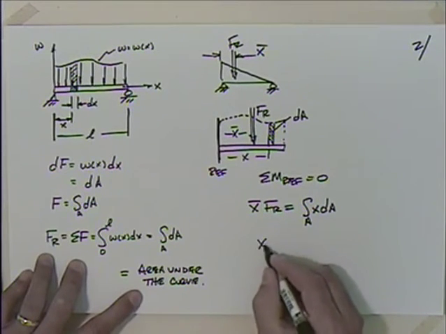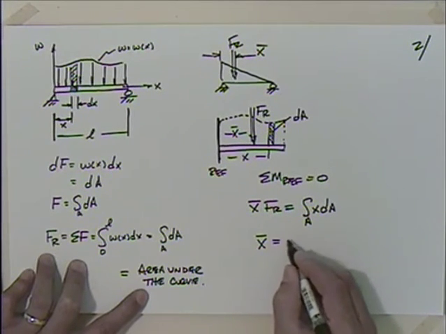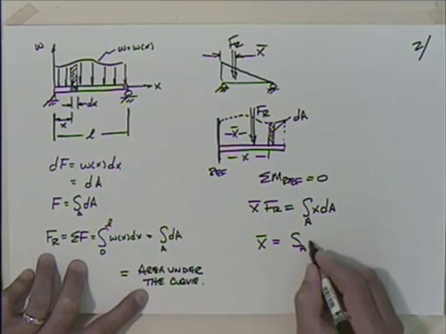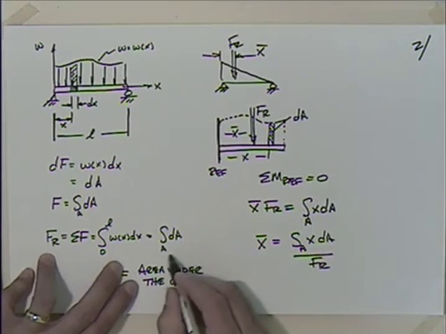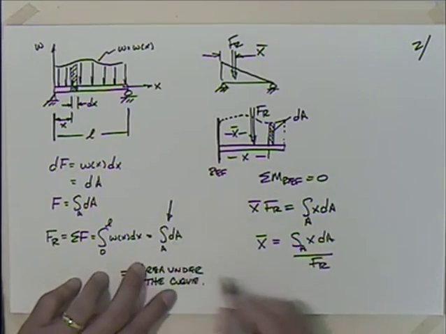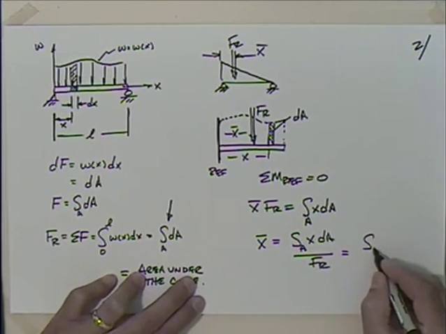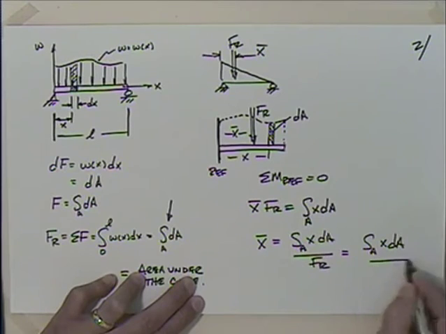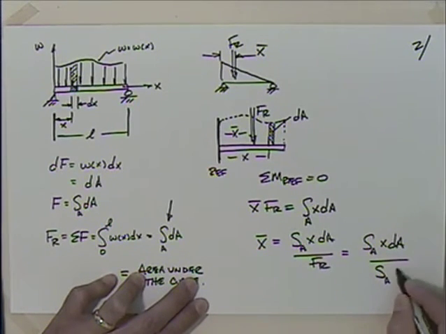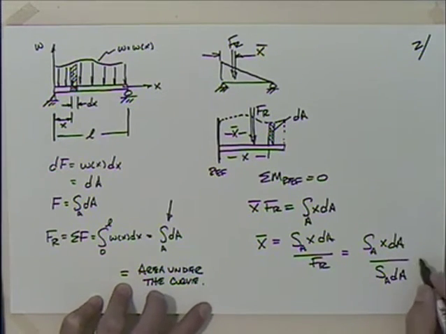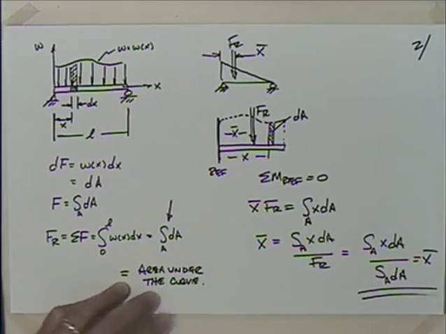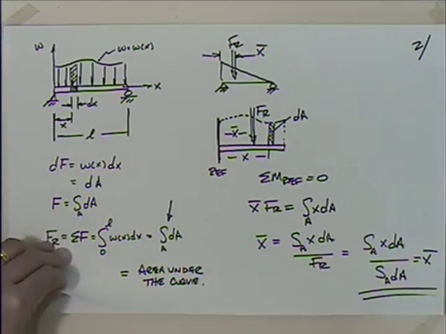So I can say then, solving for x bar, that x bar is equal to the integral over the area of x dA divided by F sub r. And what's F sub r? That's the integral of dA. So we have the integral over the area of x dA divided by the integral over the area dA. Okay, so we'll remember that. Maybe I should say that's x bar. That's worth keeping track of. So let's take that and try it on a fairly simple problem, one that we probably know the answer to, and see if this works.